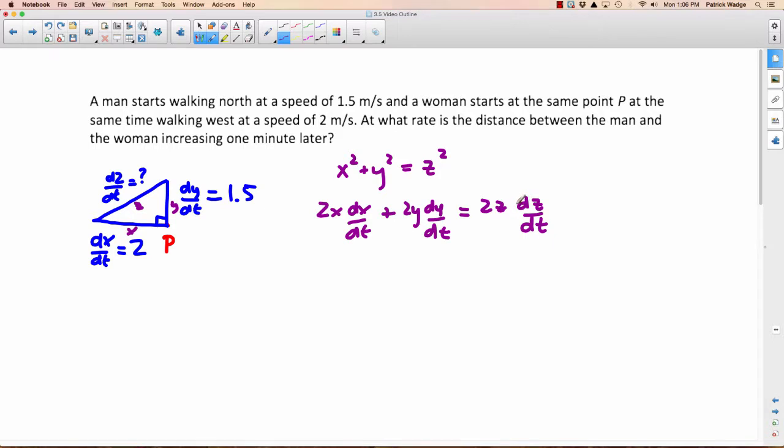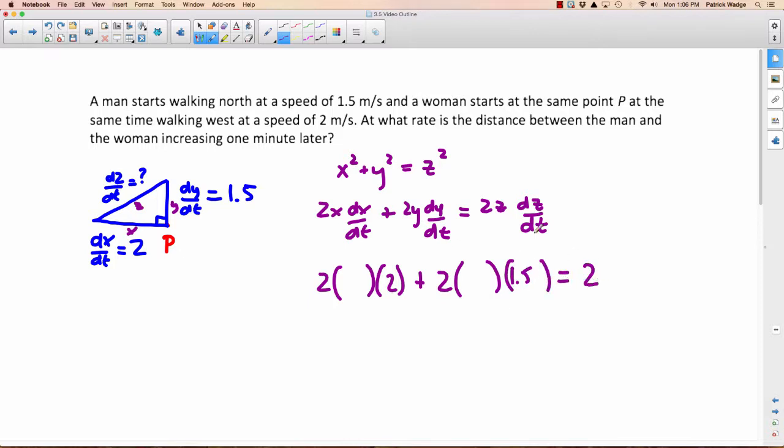Now we're ready to plug in. So we have 2x. Well, we don't know x. I'm just going to leave a blank here for now. We don't know x, but dx/dt we do know. It's 2. Plus 2 times y, but we don't know y. But dy/dt we do. We know it's 1.5.